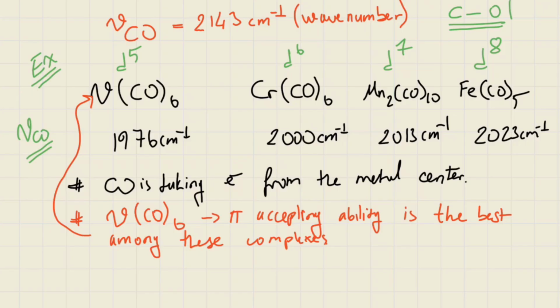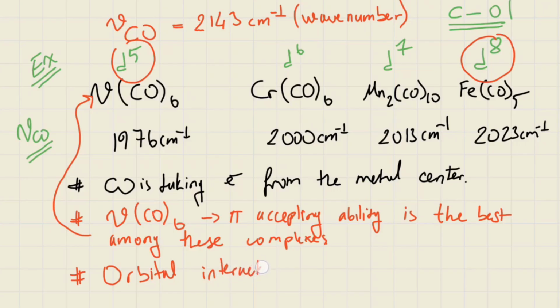But why is this happening? So, for instance, iron is more electron rich, but it can give less electron than vanadium, and vanadium is a d5 system. The reason is the orbital interactions. So orbital interaction in this case is more important than the electron richness of the metal centers. And the orbital interactions are worse between the iron and the carbon. You can keep it in mind. I will not write it.